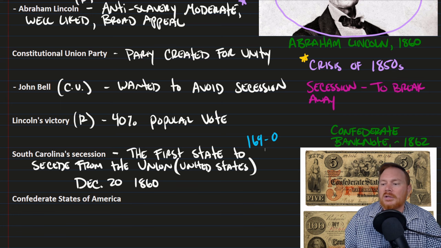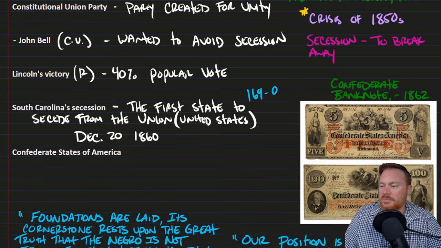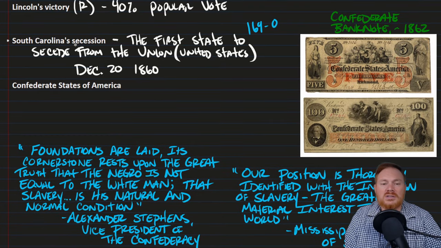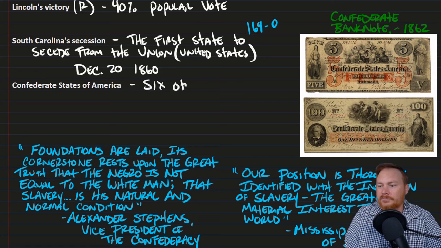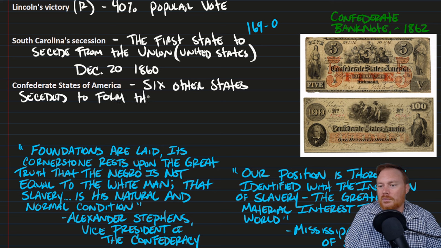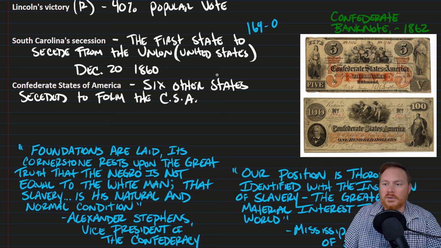But what made this crisis especially alarming was the fact that after South Carolina had seceded from the Union, 6 other states joined them to create a separate entity called the Confederate States of America. We might just say about the Confederate States of America that 6 others states seceded to form the Confederate States of America, their own separate government.